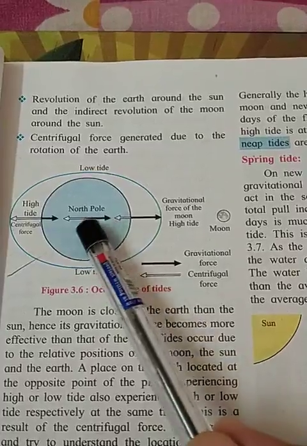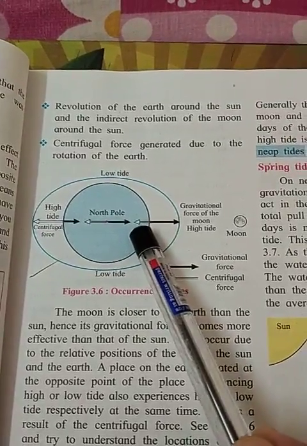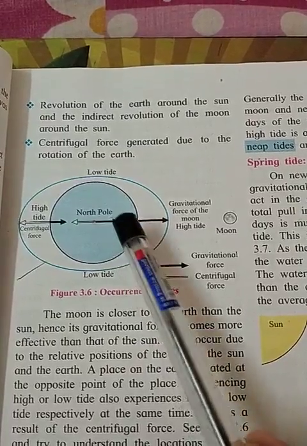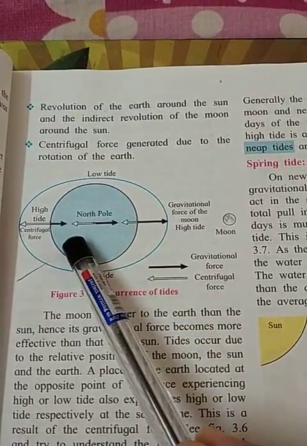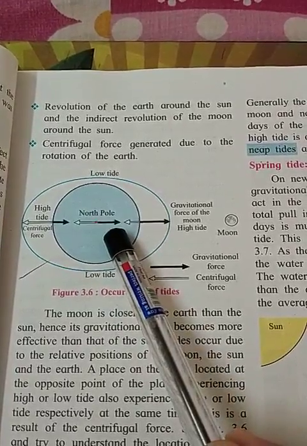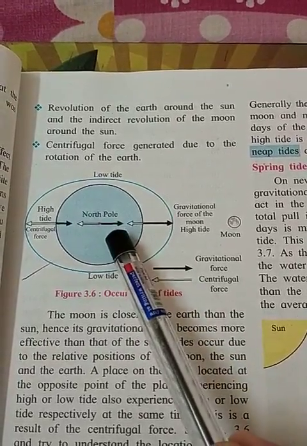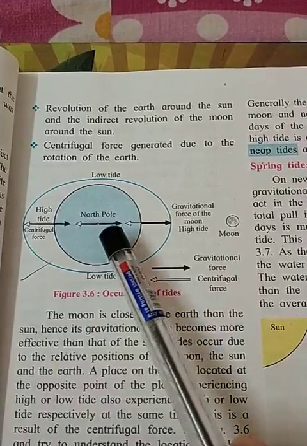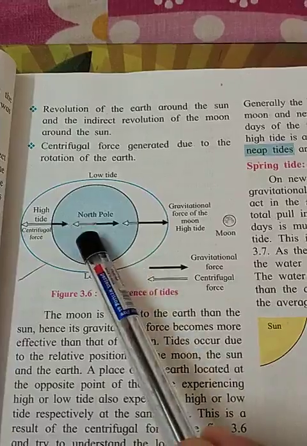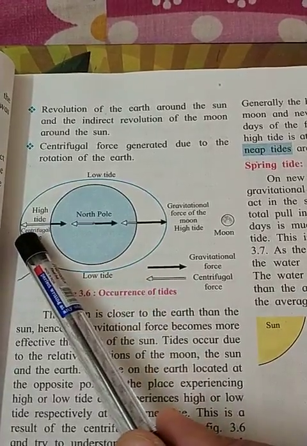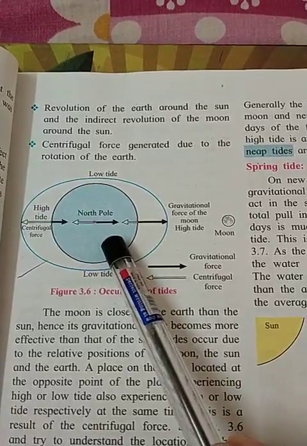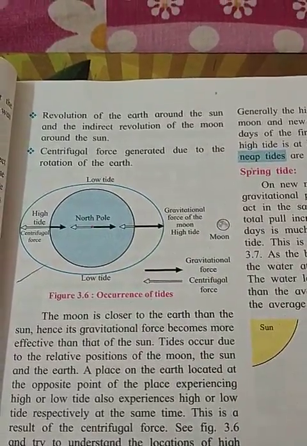Okay, and opposite of this, that means the eastern side, here the gravitational force works. Gravitational force and centrifugal force, both forces always work opposite of each other. If gravitational force is working toward the east side, definitely the centrifugal force is going to work on the western side of the tides. Both forces always work opposite of each other. Okay.